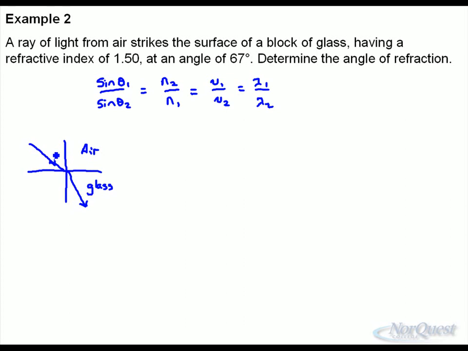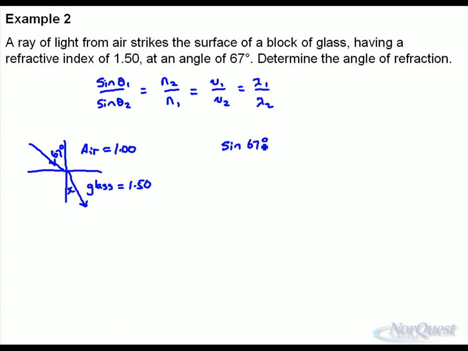So we have this angle of 67 degrees. That's the angle with air. What we want to do is figure out this unknown angle. And remember, the angle is always the angle to the normal. So we have the index of refractions for both. Air is 1.00. Glass is 1.50.